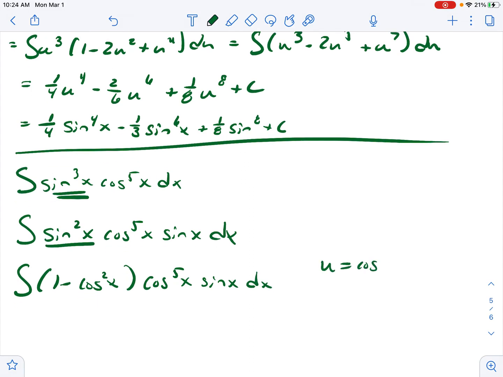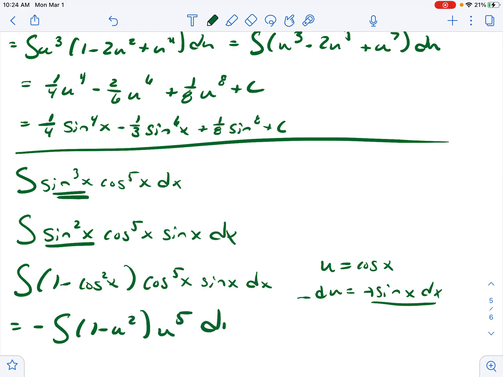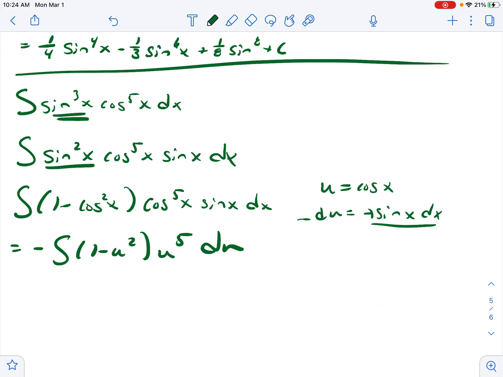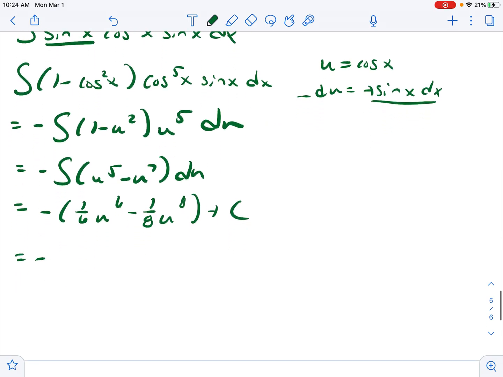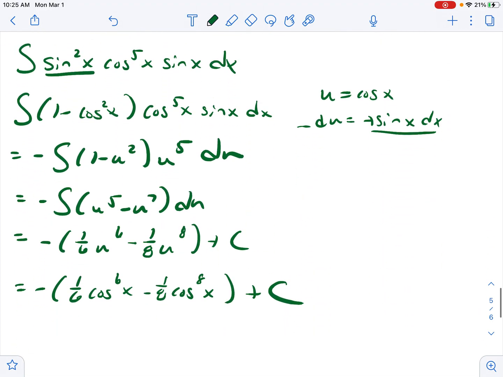Now I'll let u equal cos. du will be negative sine x dx. So negative du. Negative, 1 minus u squared, u to the 5th du. And here we just have to distribute, so u to the 5th minus u to the 7th, and now negative 1/6 u to the 6th minus 1/8 u to the 8th. And replacing, we get negative 1/6 cosine to the 6th x minus 1/8 cosine to the 8th x plus c. Okay, both of these are correct answers.